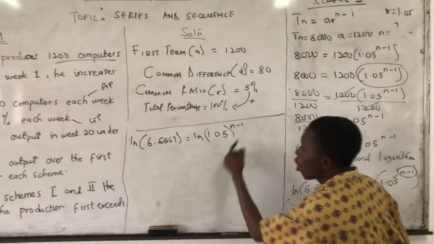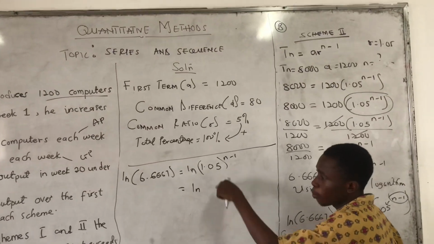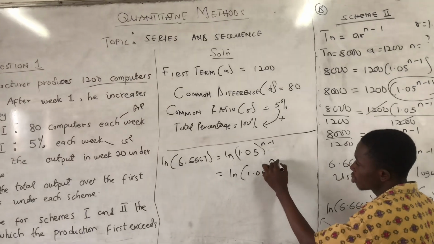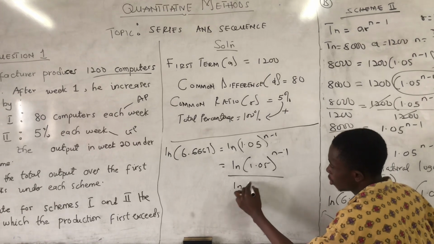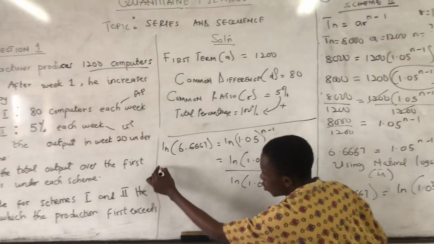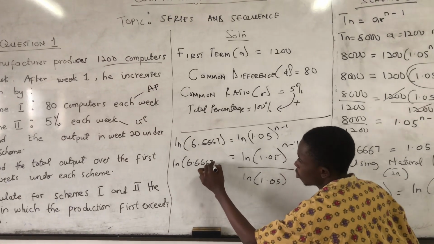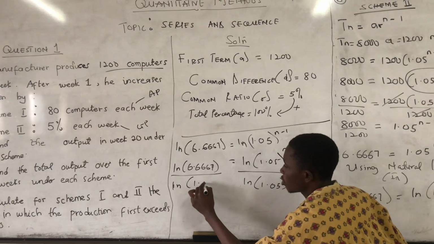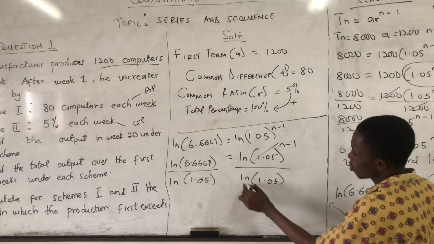Okay. Now I want the n minus 1. So what we do is we divide both sides by what? ln into bracket 1.05. So we have ln 1.05 to the power n minus 1, so we have ln 6.6667 over ln 1.05. So this moves out.